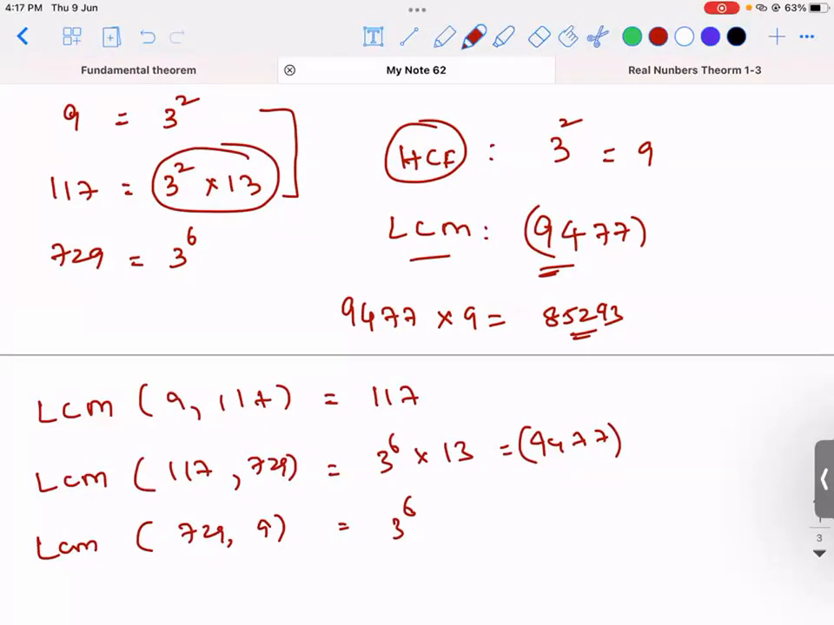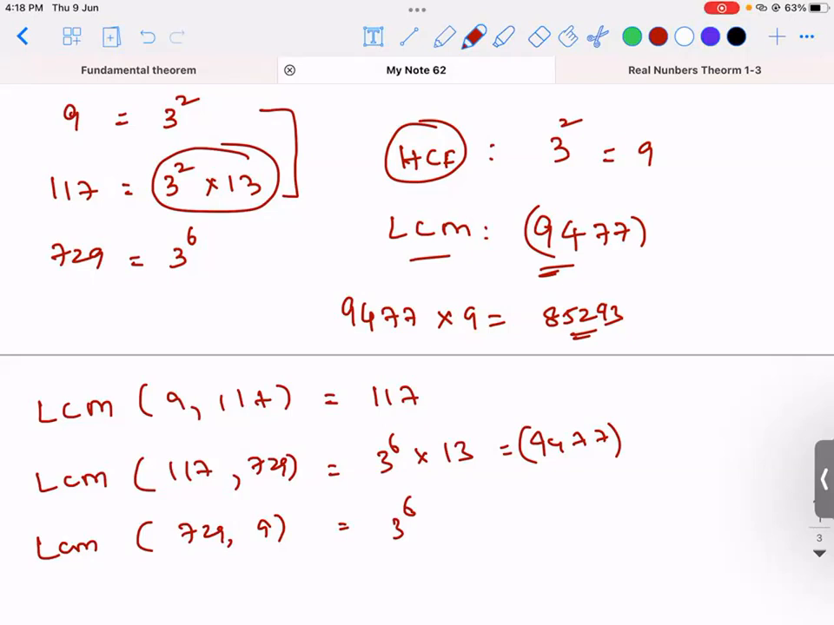So you read the statement. What does it tell? Product of the greatest power of each prime factor involved in the factorization. So of each prime factor. So 3 square into 13, 13 is another prime factor involved in these. So that is why it is 13. So 3 square into 13 is going to be 117. You understand? Similarly, LCM of 117 and 729. You tell me. 3 is common. Which is the highest power? 3 power 6. So 3 power 6 into the other prime number, which is 13. So 3 power 6 into 13 is 9477. Okay.